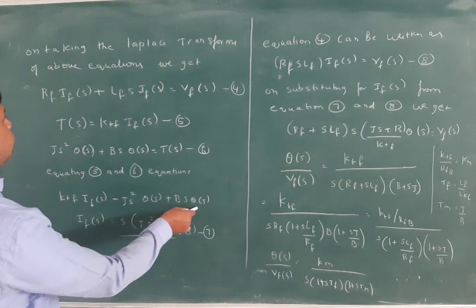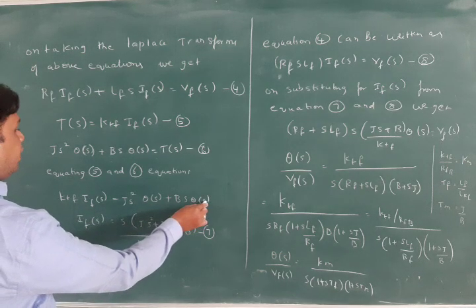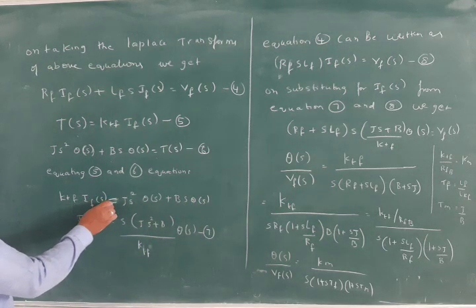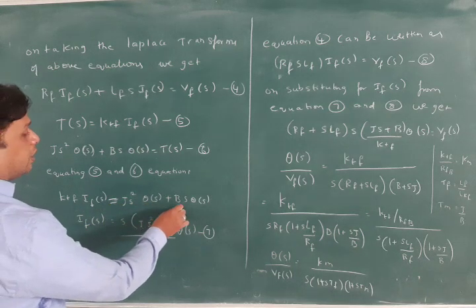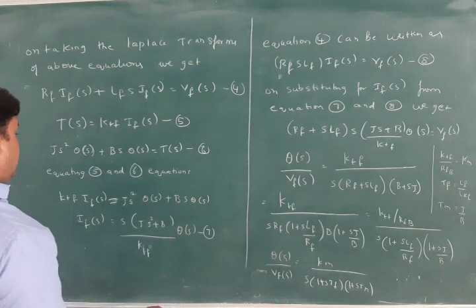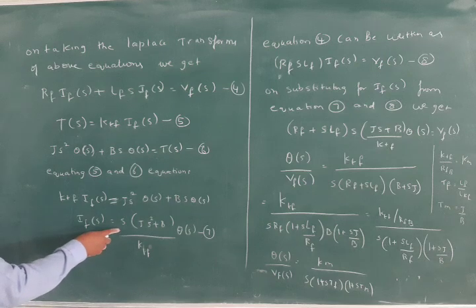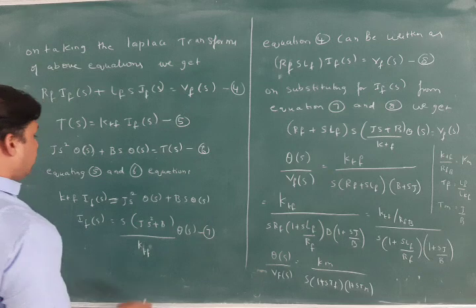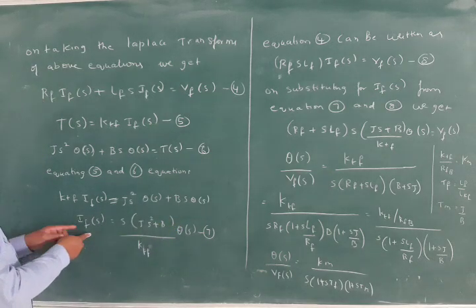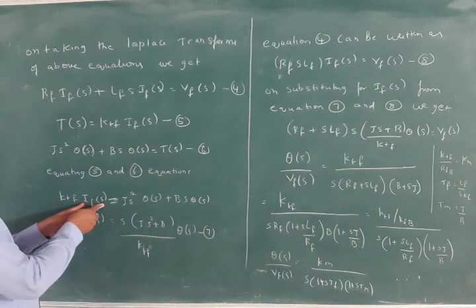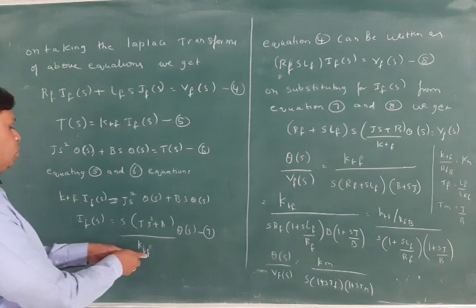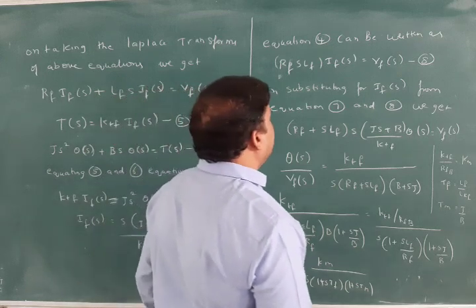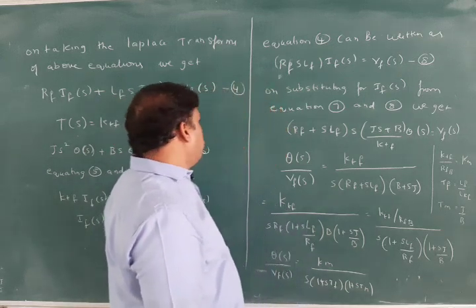of S. Why? Because we can combine these both things. By equating these, KTF into IF of S is equal to J s square theta of S plus B s into theta of S. So IF of S is equal to s into (J s plus B) by KTF into theta of S. This is the seventh equation. From this equation we are getting IF of S, with KTF sent to the denominator, and it becomes equation 7.